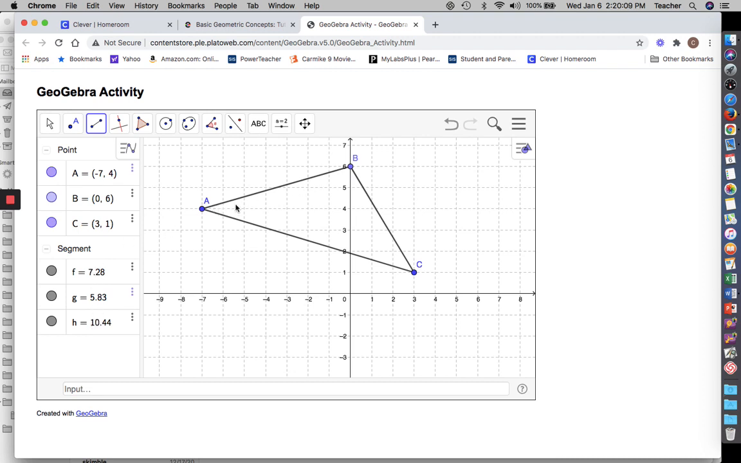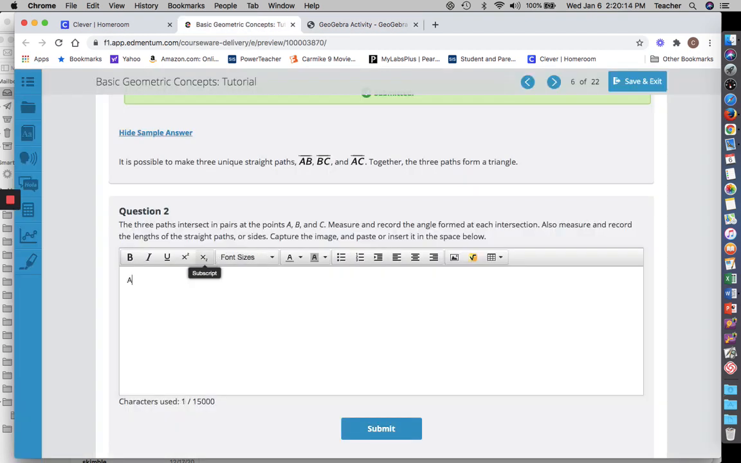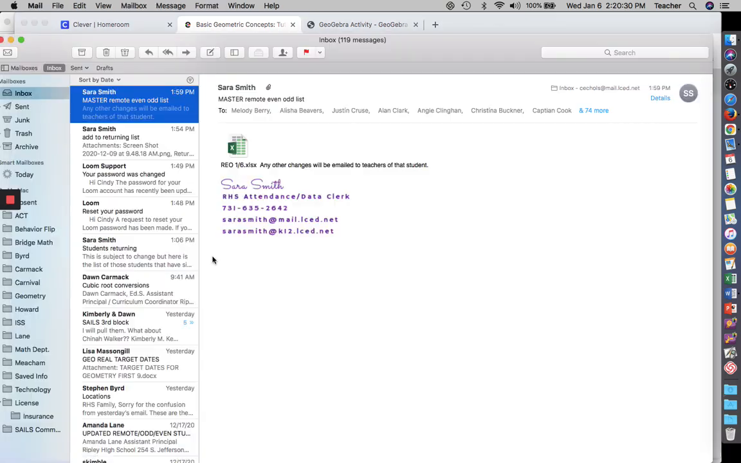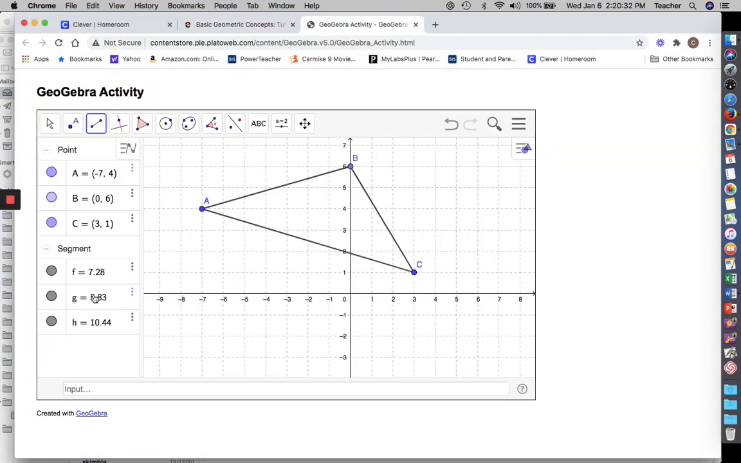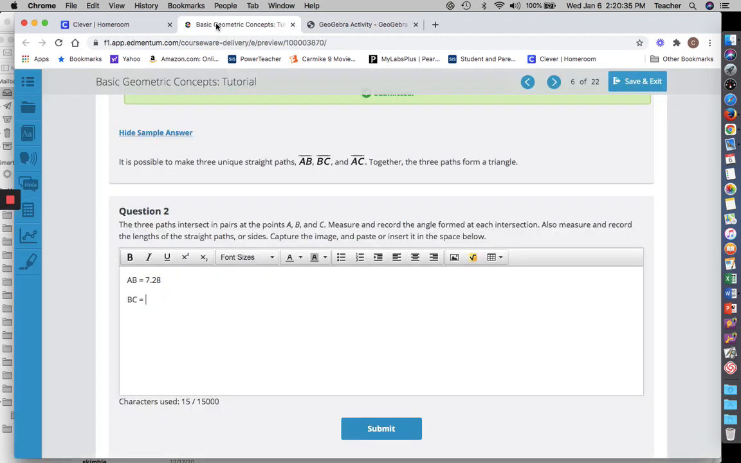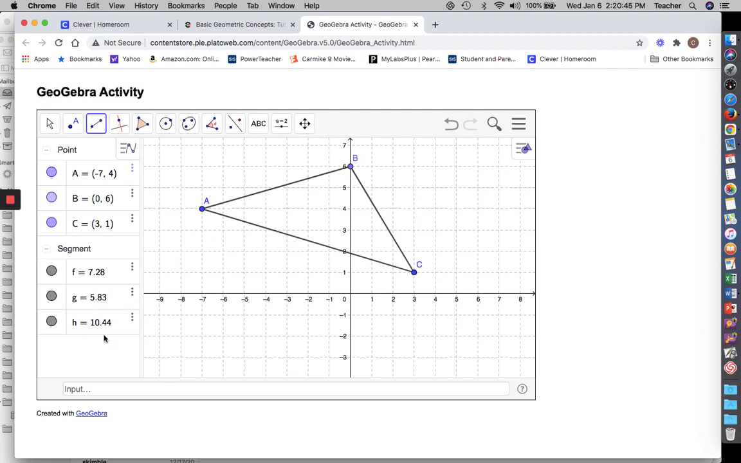So the first one we did was A to B. So A to B is going to be 7.28. Oh, that should have been an equal sign. Equals 7.28. All right, next we did BC. Whoop, wrong one. So BC is 5.83. And then I did C back to A. And that was 10.44.